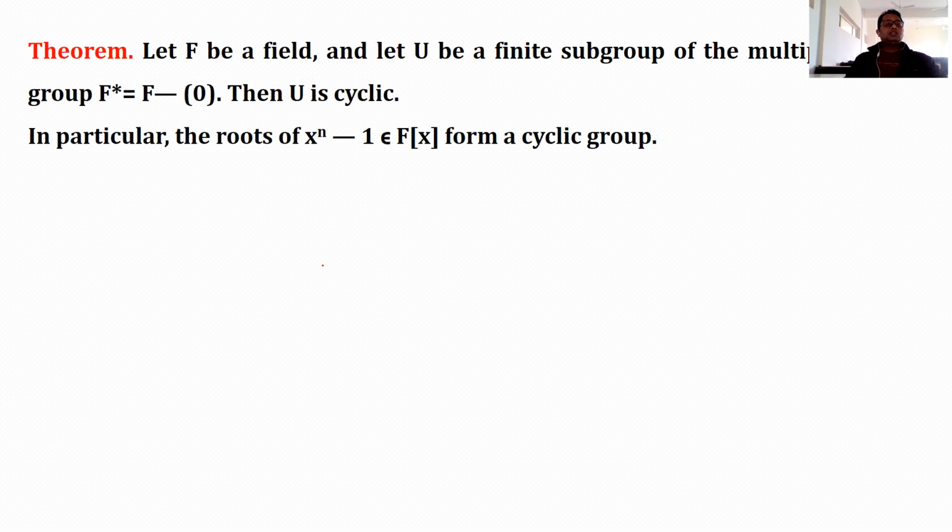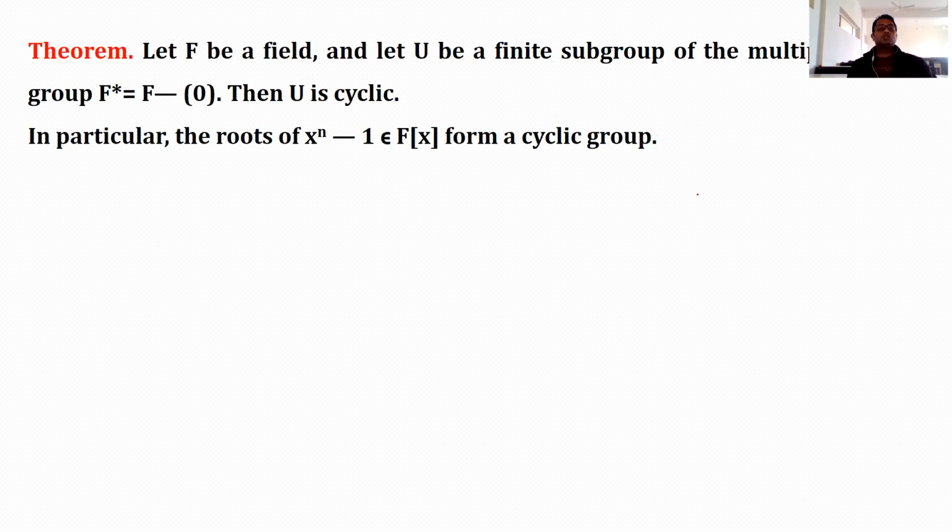So the next theorem of discussion is: let capital F be a field and let U be a finite subgroup of the multiplicative group F star. F star contains the non-zero elements of the field F, that is F minus 0. That means you only have to skip 0, and the rest of the elements are considered in F star. Now we have to prove that this U is cyclic.